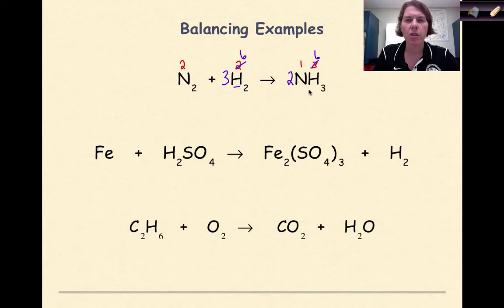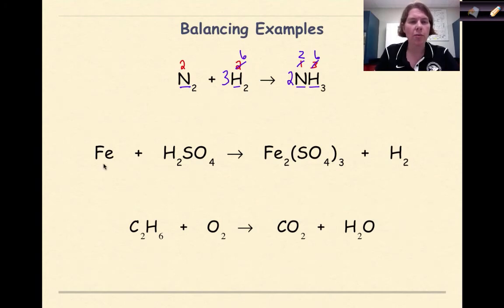So now my hydrogens are balanced. Then I'm going to go to my nitrogens. Well, I have 2 nitrogens here. Originally, without the coefficient, I only had 1 nitrogen, but oh, look at that. Because the 2 is now going to distribute through the whole formula, I now have 2 nitrogens. So nitrogens are balanced, and we're good. Let's look at our next one.